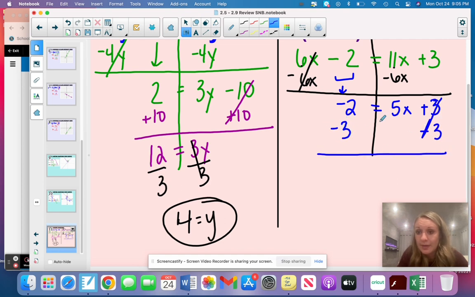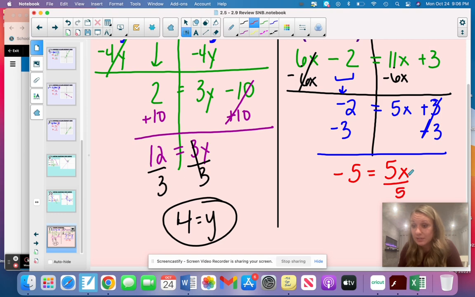Those cancel out. Now, if you're on a number line and you're at negative 2 and you take away 3 more, or you can also think if you're $2 in debt and then you lose another $3 in debt, now you're $5 in debt, which sounds like Mr. Patel. Negative 5 equals 5x. Final step here, divide both sides by 5 because it's attached to your variable with multiplication. The inverse multiplication is division. And when I do that, a negative 5 divided by 5 is negative 1.